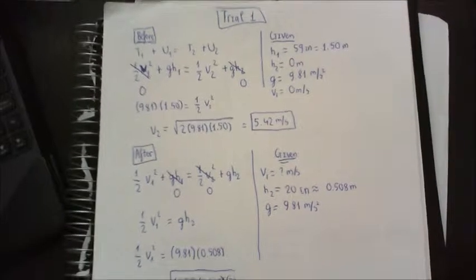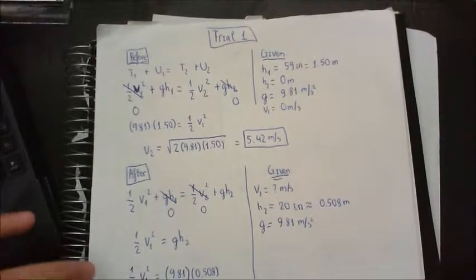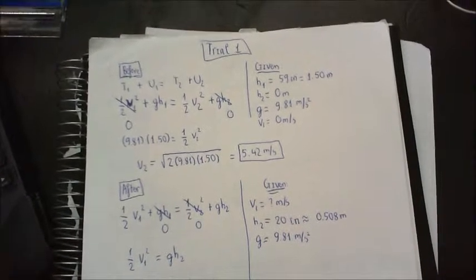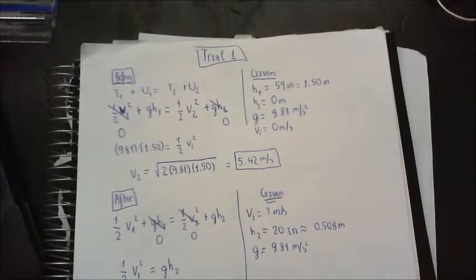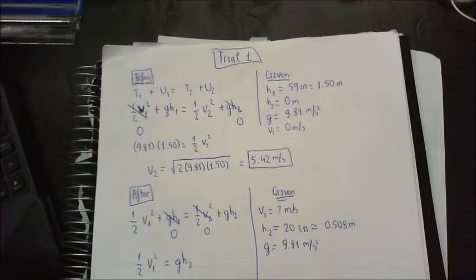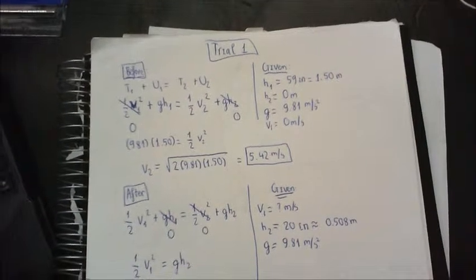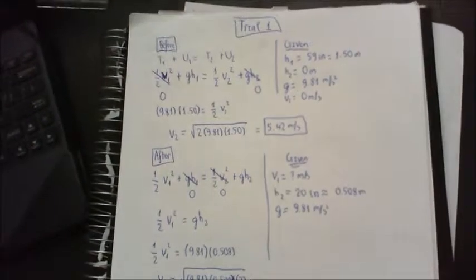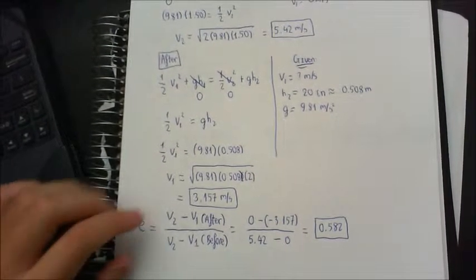Hello, I'm back. Now I'm going to solve the problems from the data collected. First of all, I'm going to divide the problem into 2 phases. In the first phase, I'm going to apply the conservation of energy to find the velocity of the ball before and after the collision. Then in the second phase, I'm going to use those velocities to determine the coefficient of restitution.